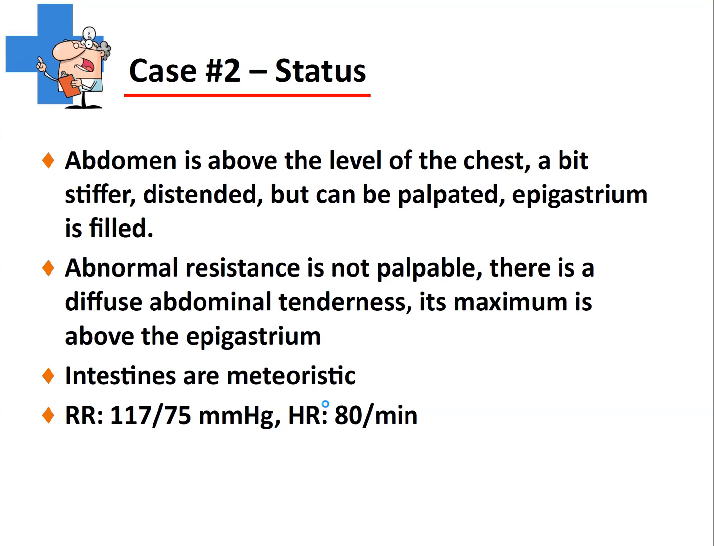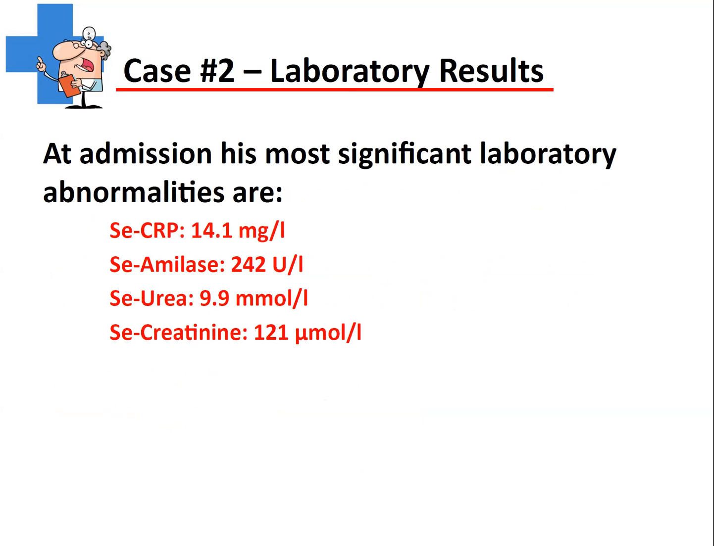The intestines are meteoristic. Blood pressure is lower, or it's okay, and the heart rate is a little bit higher for this guy, but it still has to be considered normal. Now, at admission, his significant laboratory abnormalities: the serum CRP level is elevated a little bit, serum amylase level is elevated, serum urea level is elevated, and creatinine is elevated.